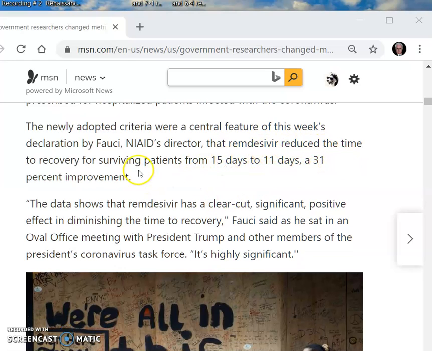Remdesivir reduced the time to recovery for surviving patients from 15 days to 11 days. Okay, now what you're going to learn in chapter 9 is a comparison of means.